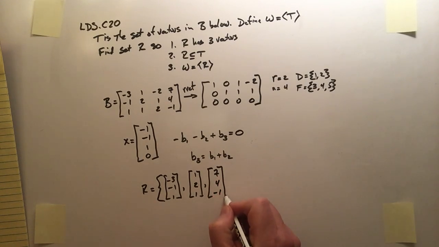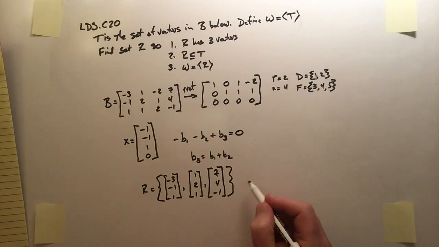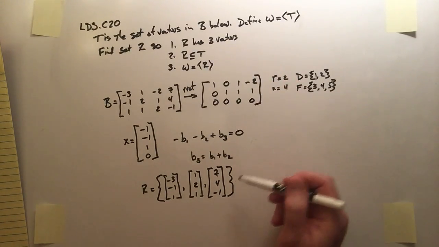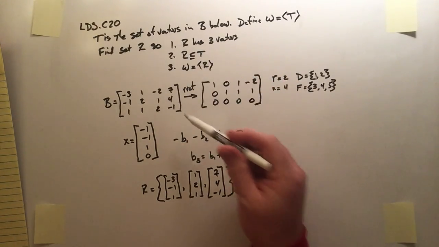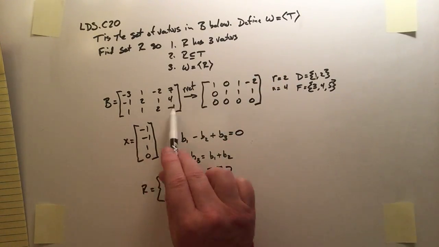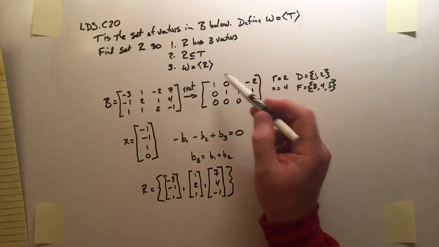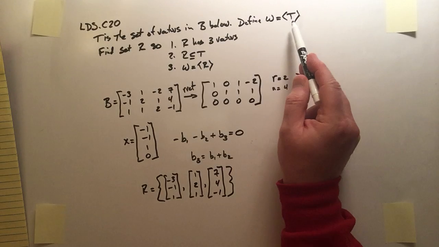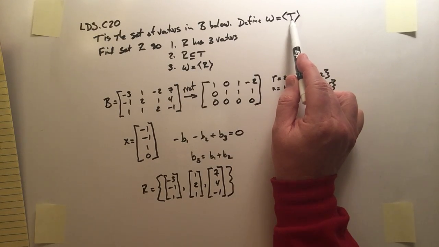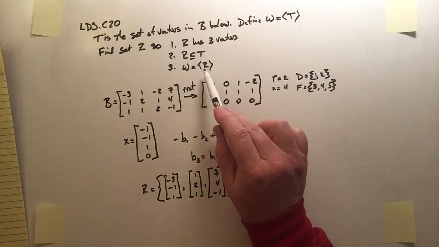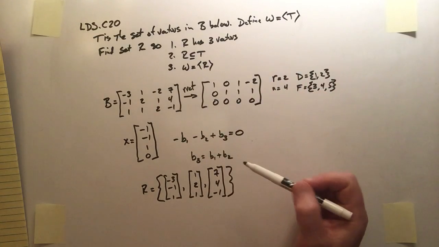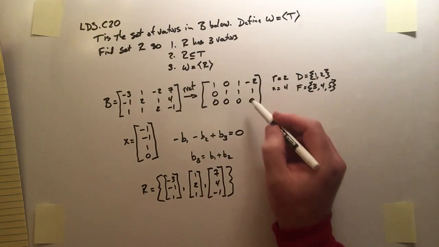And this satisfies all of the conditions that I was asked for. First, R has 3 vectors, check. R is a subset of T, check, because remember T was the set of vectors that's in B. And then finally, I had to show that these are equivalent, that the solution set for T would be the same as the solution set for R, because both those would be W. And I've shown that up here.